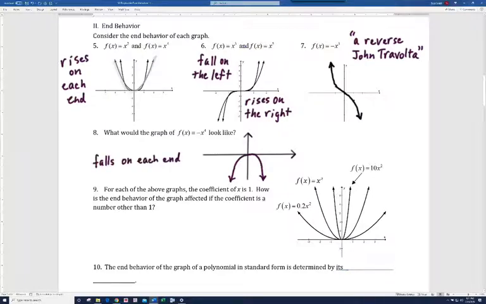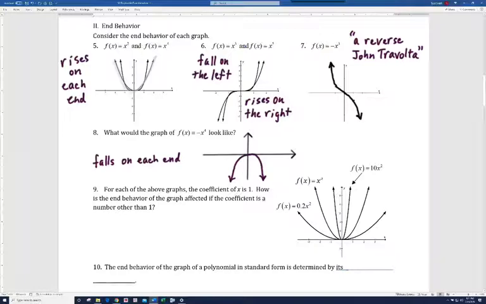Now, if you look at number 9 here, it says for each of the above graphs, the coefficient of x is 1. How is the end behavior of the graph affected if the coefficient is a number other than 1? So in this diagram, I graphed 0.2x squared, which is really 1/5 x squared, and I graphed f of x equals 10x squared. And you can see that the end behavior is unaffected by a coefficient other than 1 out front. And notice all these are positive.